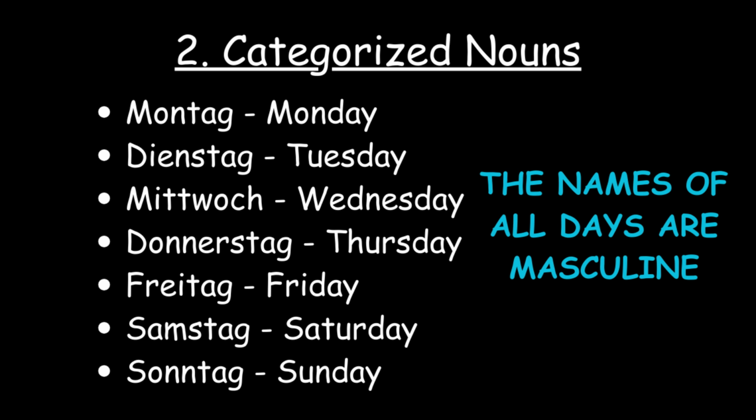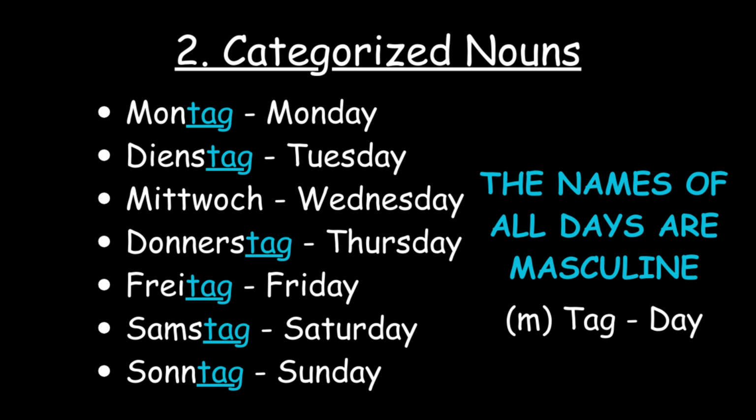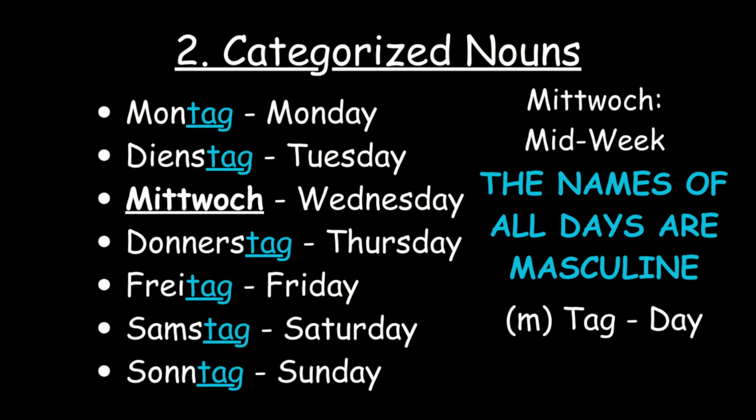Aside from these patterns, German has specific categories of nouns that can help identify their gender. The names of all days are masculine. Montag, Dienstag, Mittwoch, Donnerstag, Freitag, Samstag, Sonntag. All of these days are masculine because they end in tag, which means day, and tag is a masculine noun. But Mittwoch doesn't end in tag, but it translates to midweek because Wednesday is the middle of the week. Woche is the feminine noun, and therefore Mittwoch is masculine.